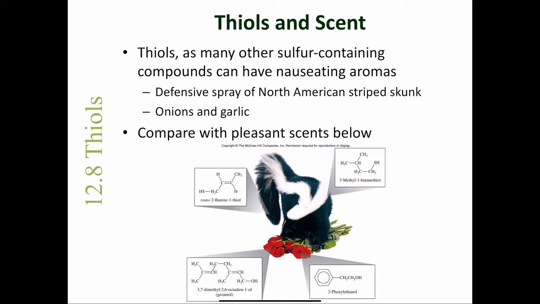The structures of the two most common compounds in the defense spray of the striped skunk, trans-2-butene-1-thiol and 3-methyl-1-butanethiol, are shown here. These structures are contrasted with the structures of the two molecules that make up the far more pleasant scent of roses, geraniol, an unsaturated alcohol, and 2-phenylethanol, an aromatic alcohol.